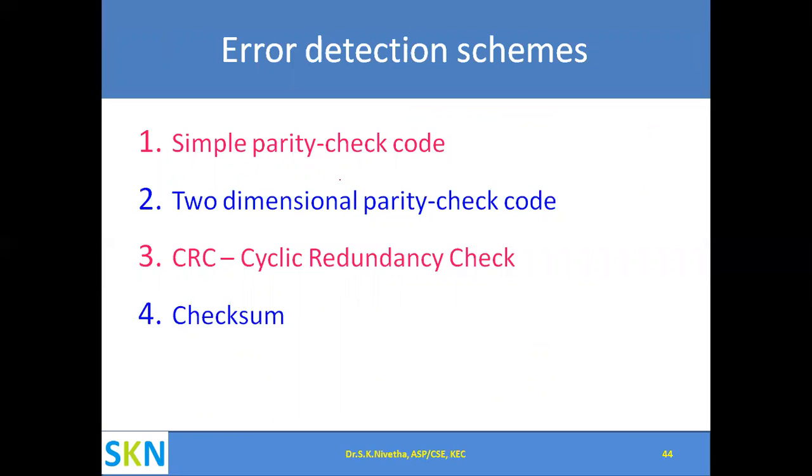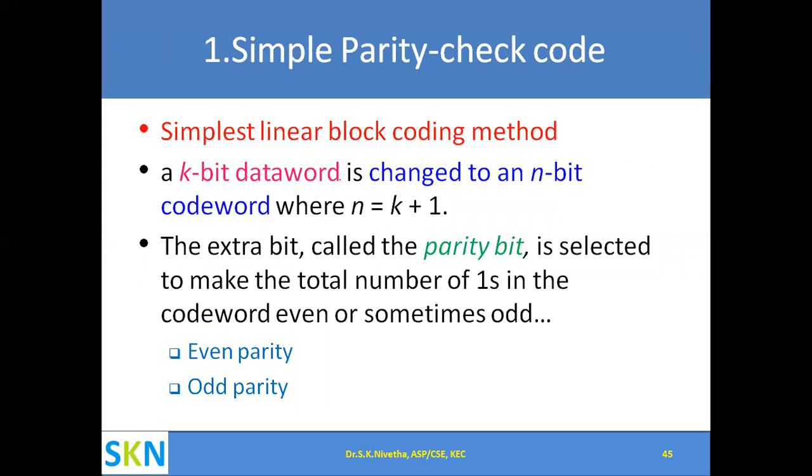Next. So we have several error detection schemes: simple parity check, 2-dimensional parity check, CRC (cyclic redundancy check), and checksum. So these are popular error detection schemes. Simple parity check is the simplest linear block coding method.